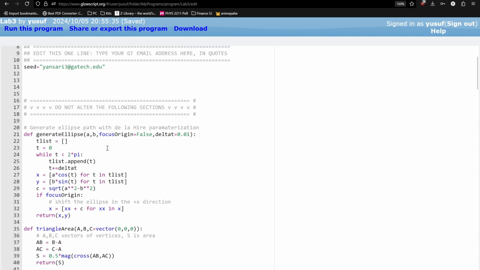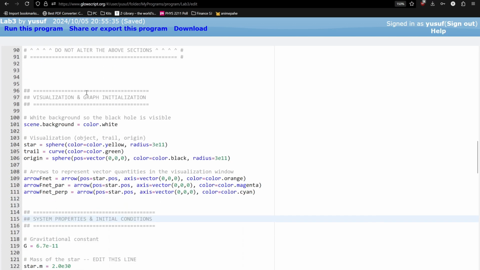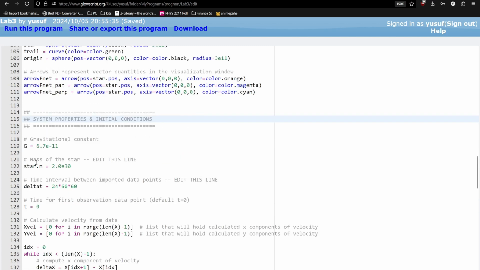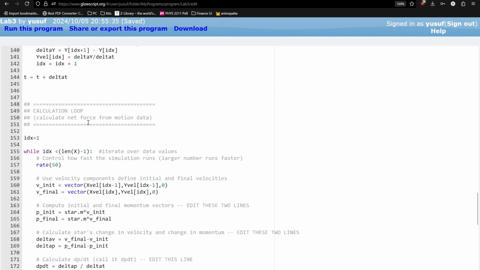So we start off by declaring a seed that randomizes certain variables. Over here, this is how we initialize the graph and the axes and all the colors. And down here is where all of our variables get initialized. We have the gravitational constant, the mass of the star, which is 2 times 10 to the power 30 kilograms, the time intervals between imported data points, which is 1 day, 24 hours, 60 minutes, 60 seconds. And over here are our velocities that were calculated based off of the random numbers generated from the seed earlier.